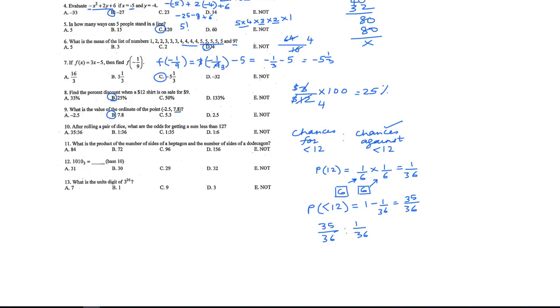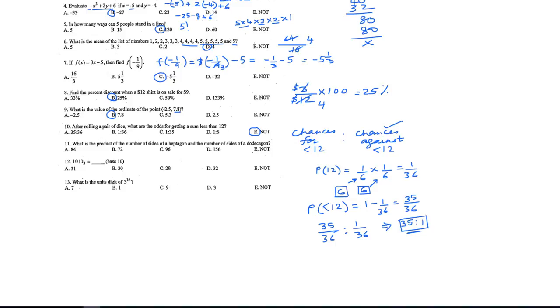So that's the case when we get the sum equal to 12. So the ratio is 35 over 36 is to 1 over 36. So if you multiply both these fractions by 36, we get 35 is to 1. So the odds of getting a sum less than 12 is 35 is to 1. So if you look at the choices, none of the choices is 35 is to 1. So we will select E as the answer.